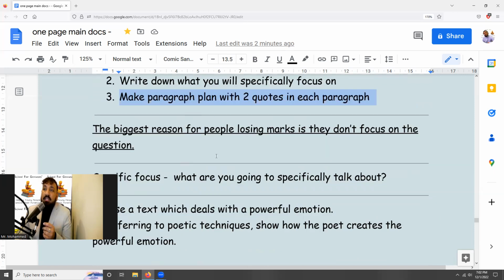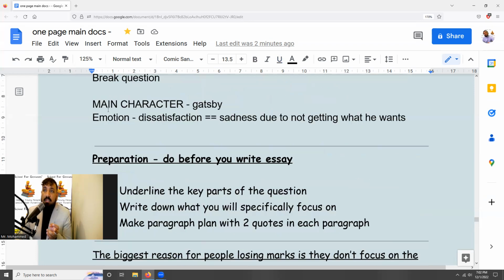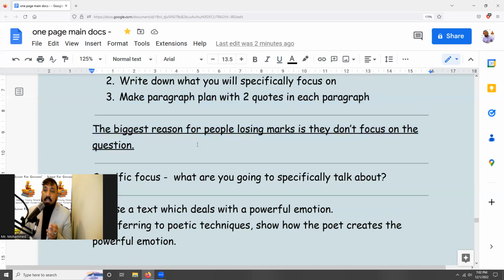So you make a paragraph plan, and as I said before, you do all of this so that you focus on the question. The biggest reason that students lose marks is they don't focus on the question. Doing all of these things will help you to avoid that. Again, this is specific focus. What is it you're going to talk about?